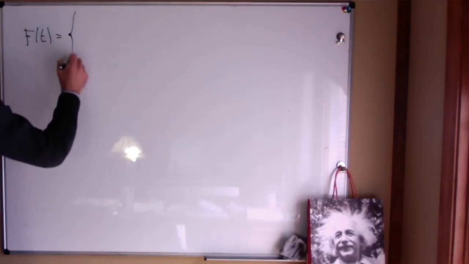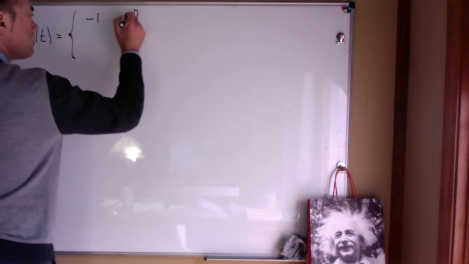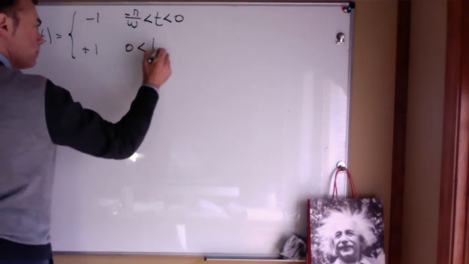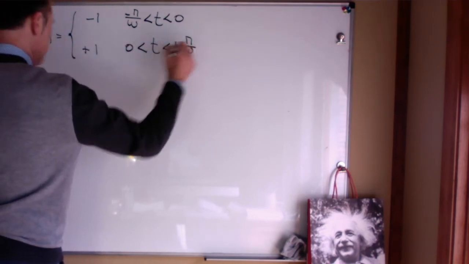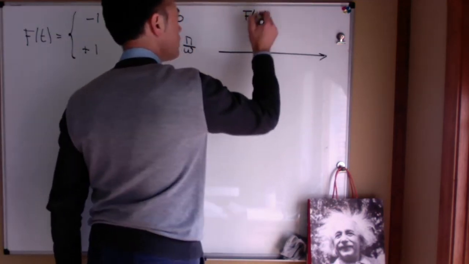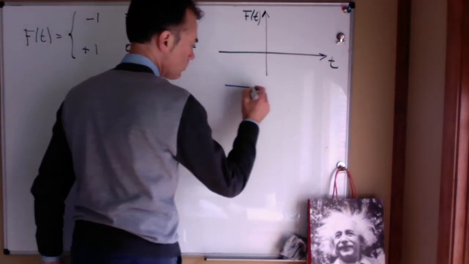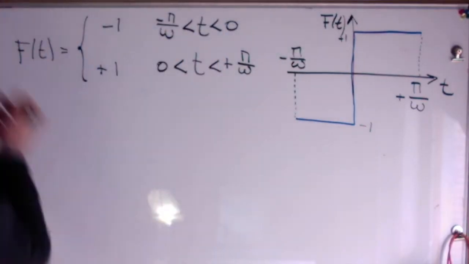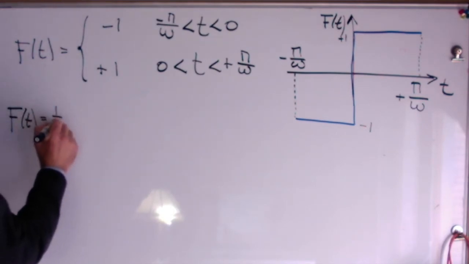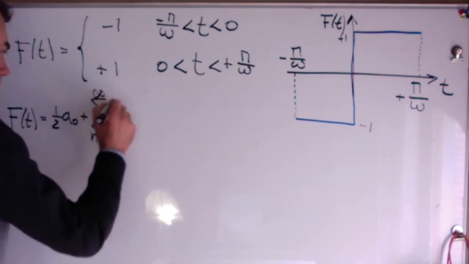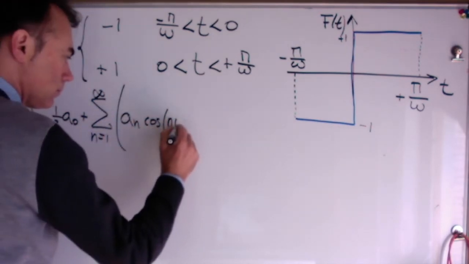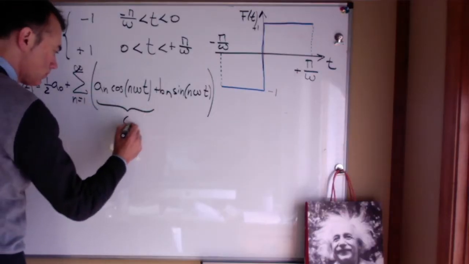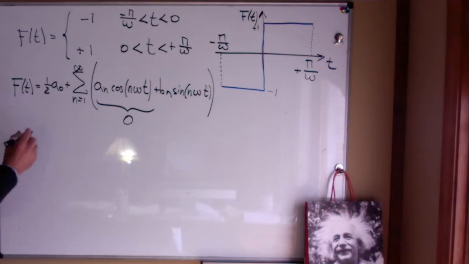For example, let's consider the function minus 1 4 times between minus pi over omega and 0, and plus 1 4 times between 0 and pi over omega. This is an odd function, so the odd terms in the Fourier series survive, but even terms do not. So only the b sub n coefficients are different from 0 here.